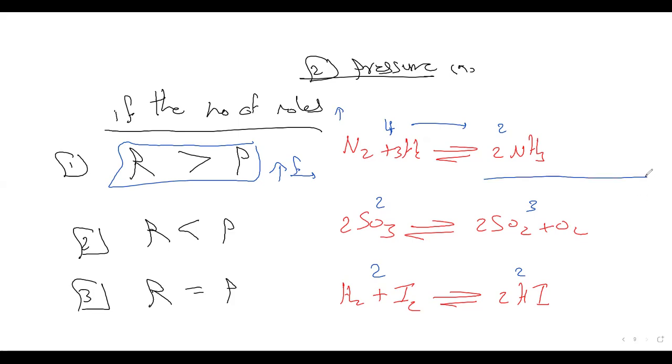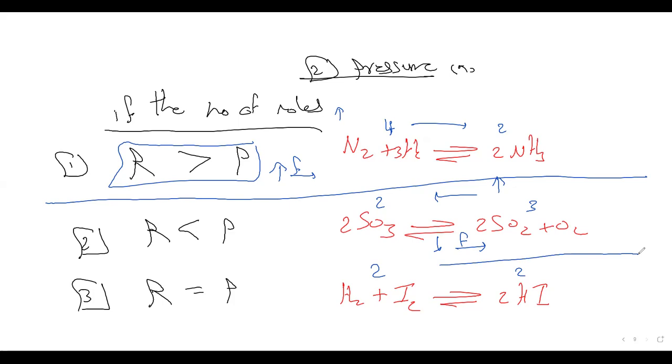This is the first one. And second one, if the number of moles of reactants is less than products, if we are increasing, it moves backward. So we need to decrease to make it move forward. Again, if you are increasing, it moves from 3 to 2. But if you are decreasing, it moves forward.